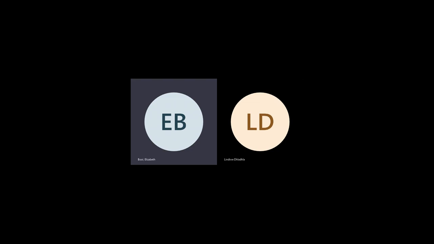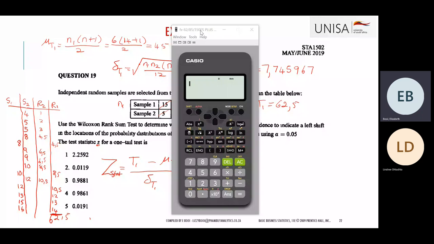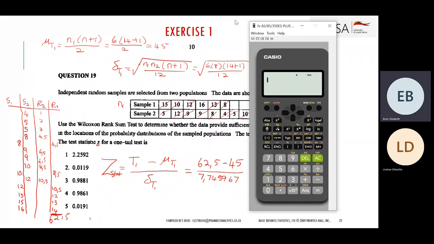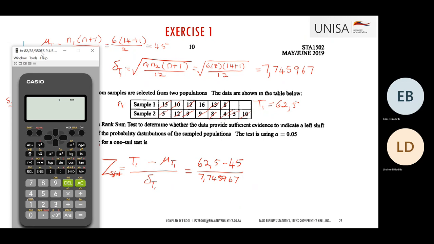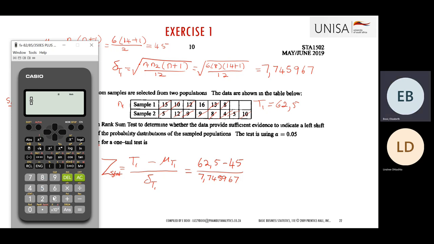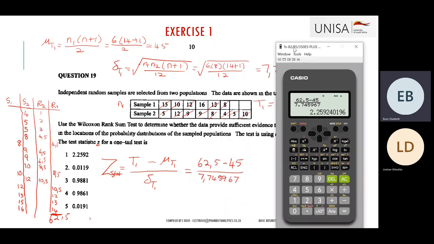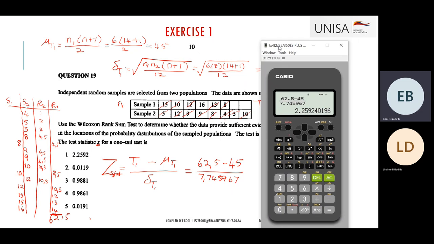Okay, I can share my screen again because now I have got my calculator open. Let me put it this way. I think it's 62.5 subtract 45 divided by 7.745967. And if I say equal, I should get my test statistic. So any of those values should be equal to that, which is option number one.